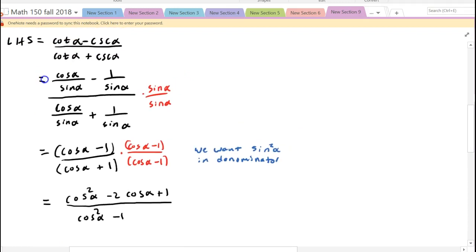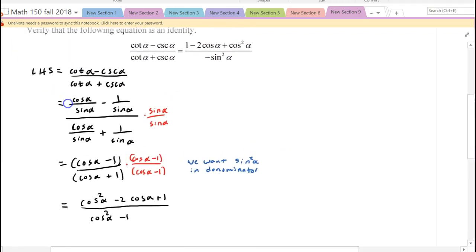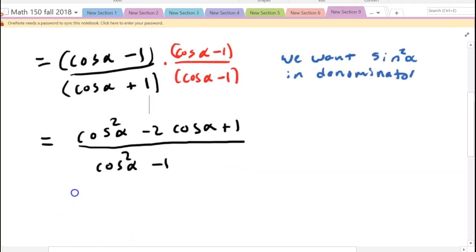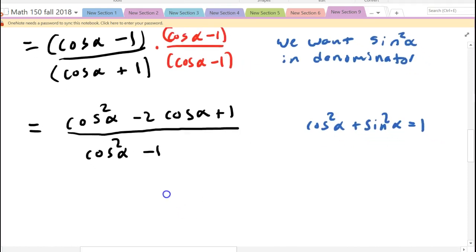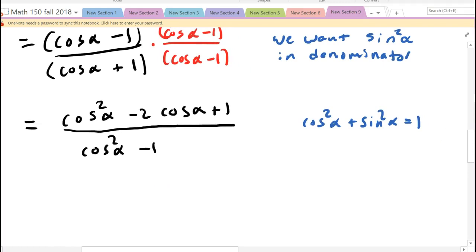Now let's double check. Let's make sure, is that going to help us at all? At least the numerators match. I mean, they're in a different order, but they match, right? It's encouraging. Now we just need to rewrite this. We know that cosine squared plus sine squared is 1. So what is cosine squared alpha minus 1? Negative sine squared, right? So if we just rewrite this, we subtract the 1 over, and then subtract the sine squared over, we get this.